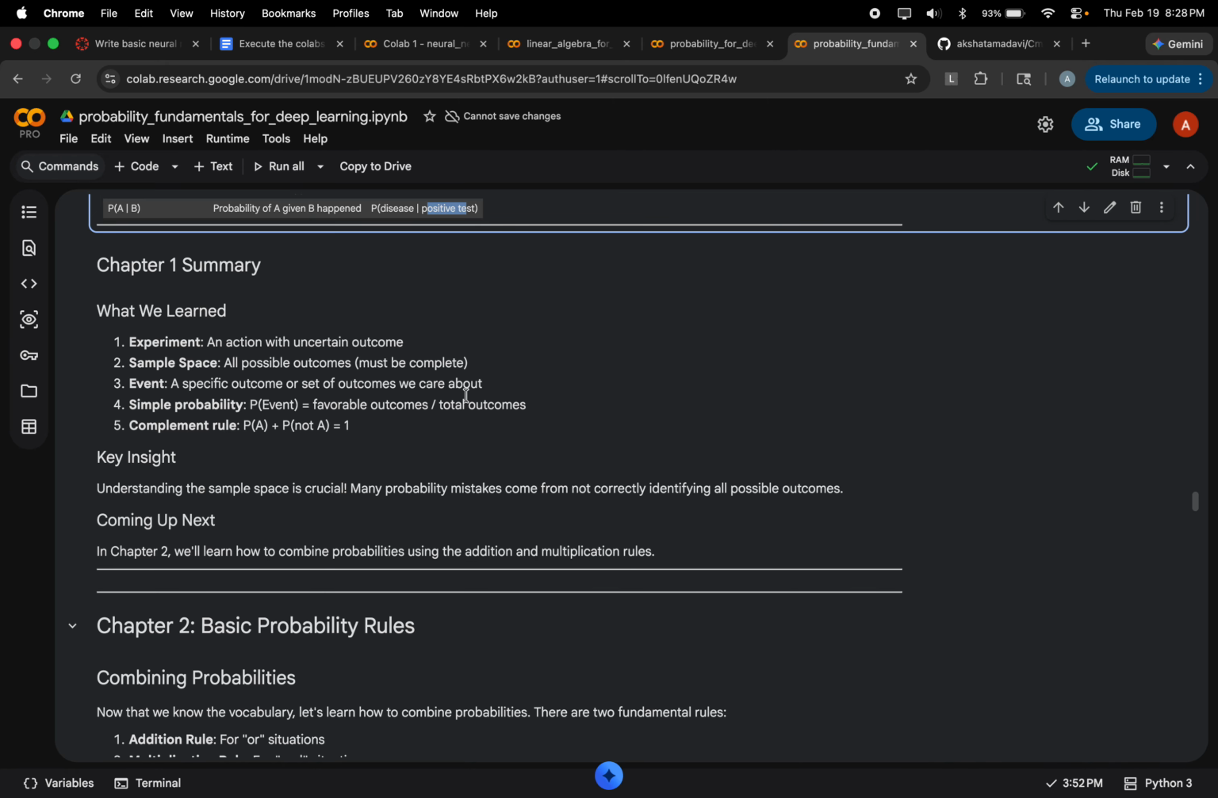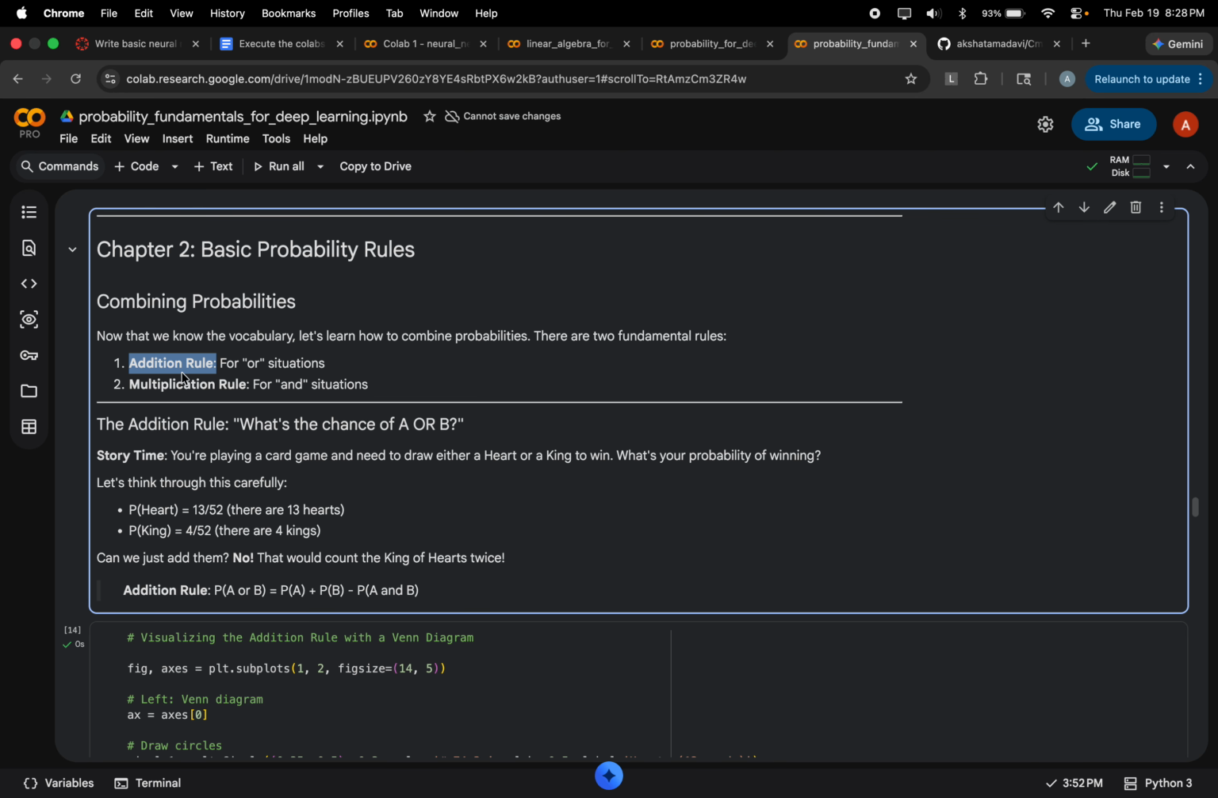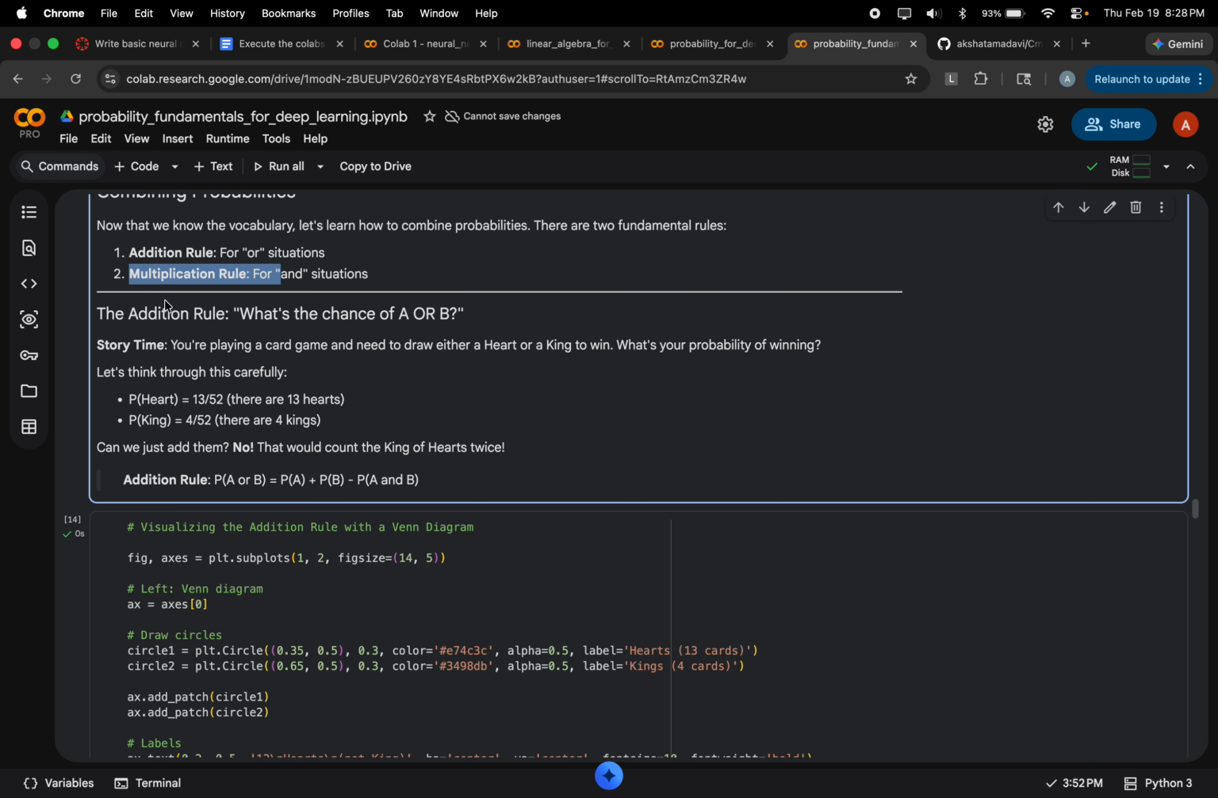Now let's move to the next chapter. This is the summary. Now basic probability rules: the addition rule and the multiplication rule. Let's see how we can combine probabilities. The addition rule is: what's the chance of A or B?